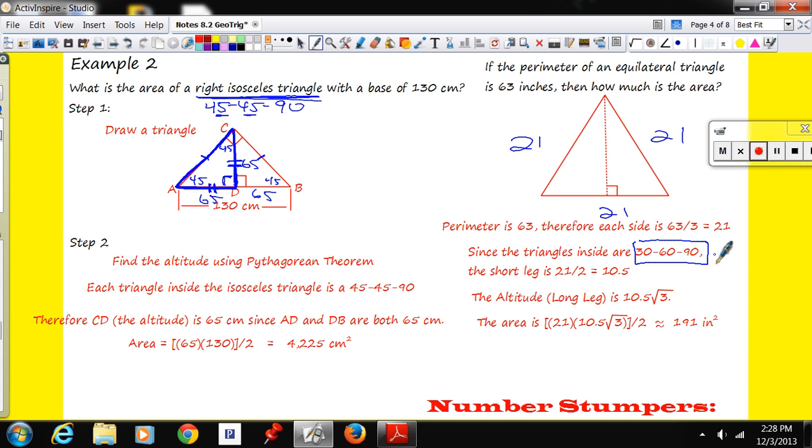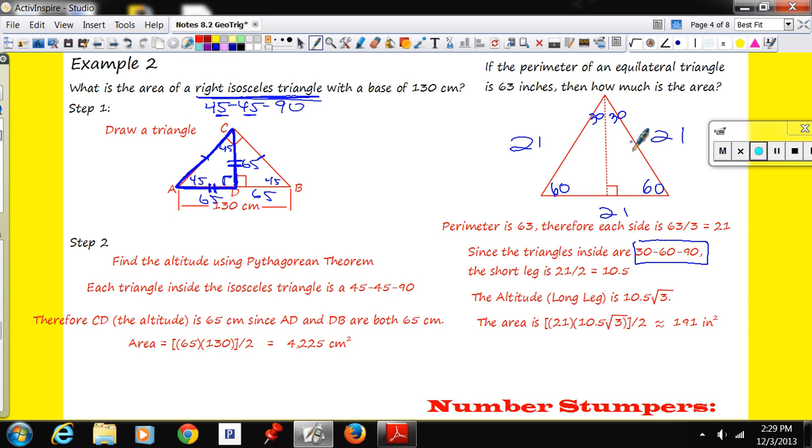What do I know about all 3 angles in an equilateral triangle? They add up to 180, but they are all the same. So what's 180 divided by 3? They're all 60 degrees. 60, 60. And what did I do to this top 60? I cut it in half, and I made 2 30s right there. So you've got a 30, 60, 90 triangle inside.